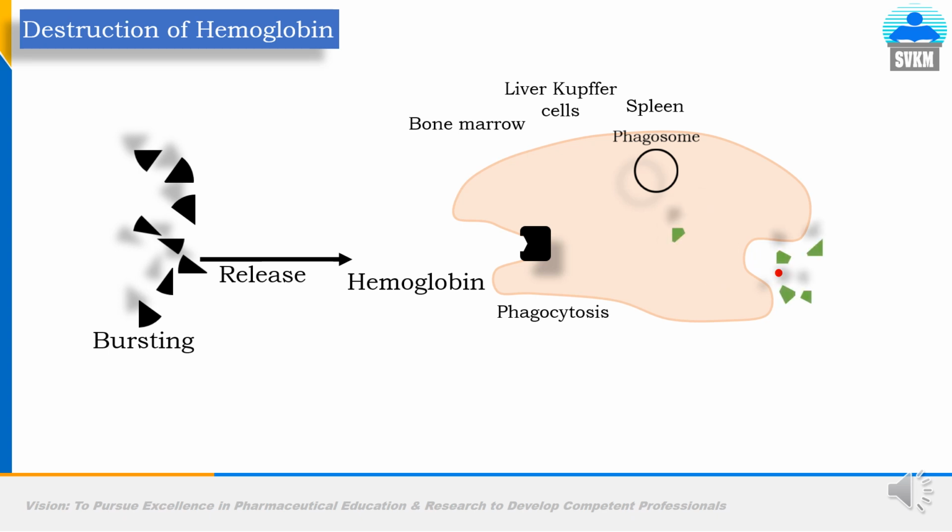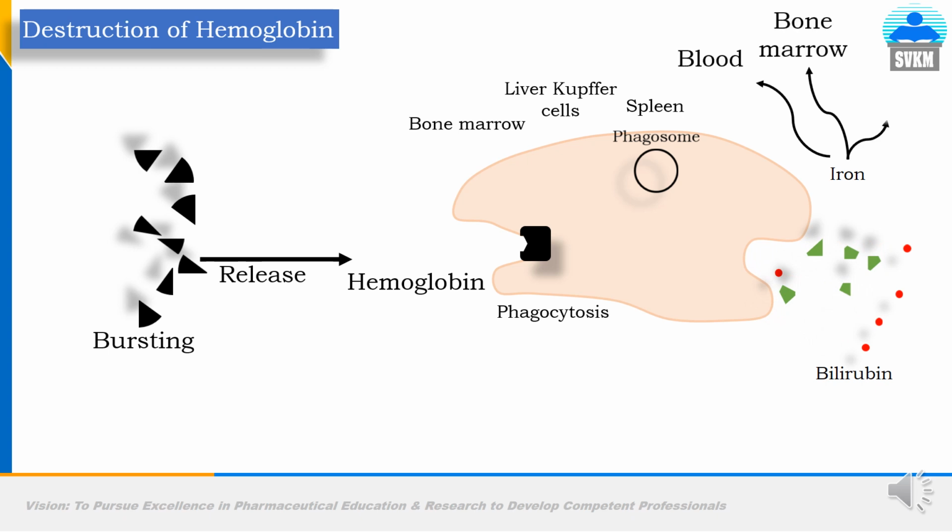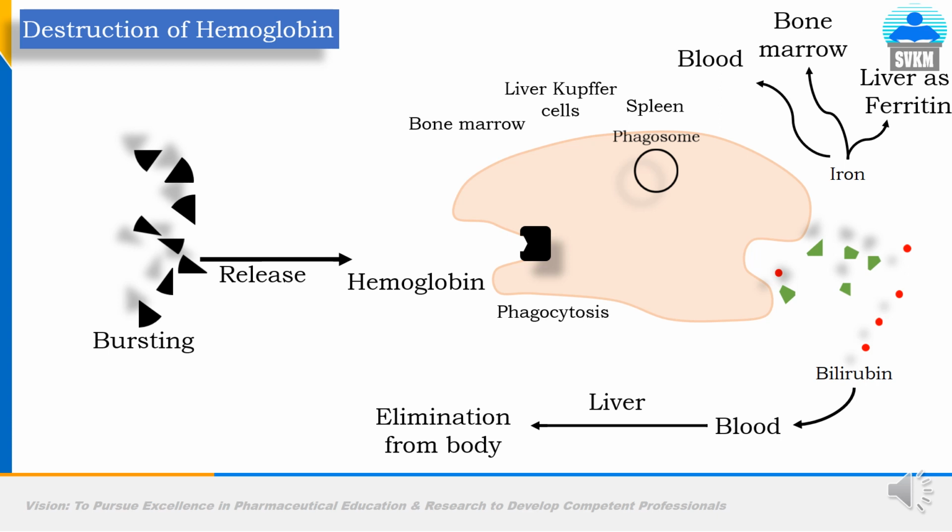After a few days or hours, the macrophages release the free iron, which is used for the synthesis of the new blood cells in the red bone marrow, and some part of it is stored in the liver as ferritin. And the macrophages again cause the destruction of the porphyrin portion of the hemoglobin, which results in the formation of the bilirubin, and this formed bilirubin is transported to the blood. From the blood it is removed from the body with the help of the liver.